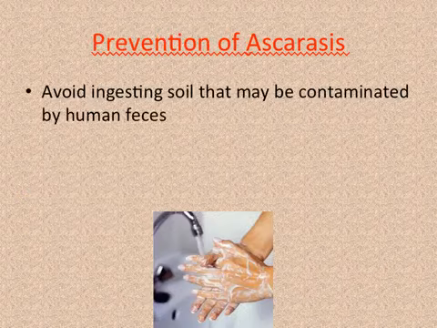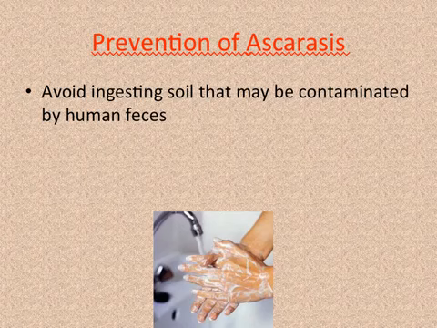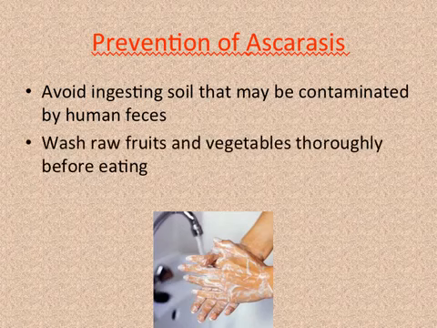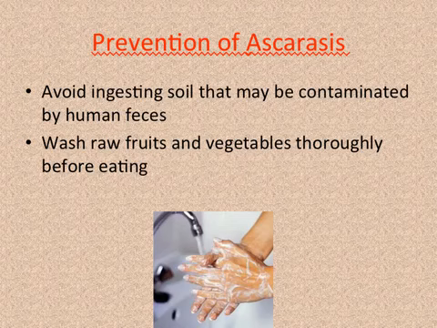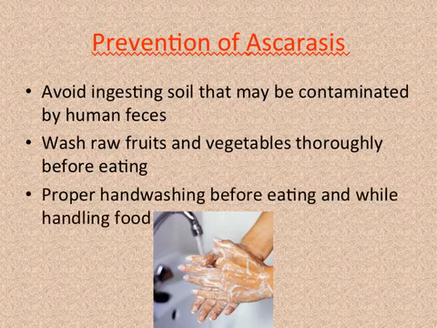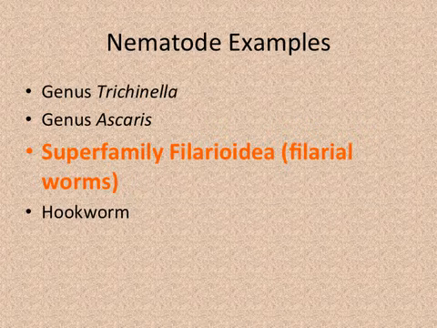So how do we prevent ascariasis? Avoid ingesting soil that may be contaminated by human feces. And you may think, I don't eat food that's been contaminated by human feces. But we import a lot of our produce, and a lot of that produce is in countries that may not have the best sewer systems. So it's always important to wash raw fruits and vegetables thoroughly before eating them, if you're going to eat them raw, or cook them completely. And also proper hand washing before eating and while handling food is important.